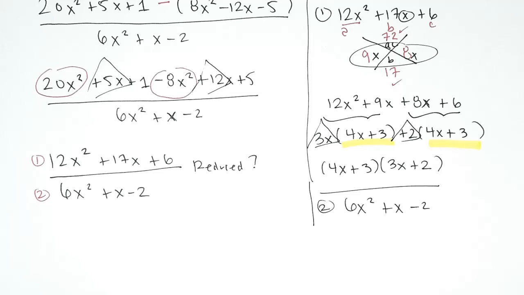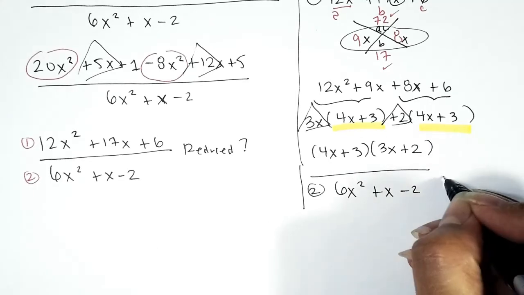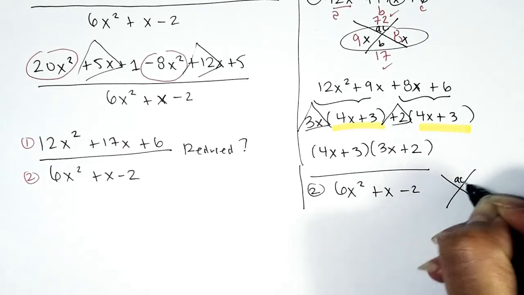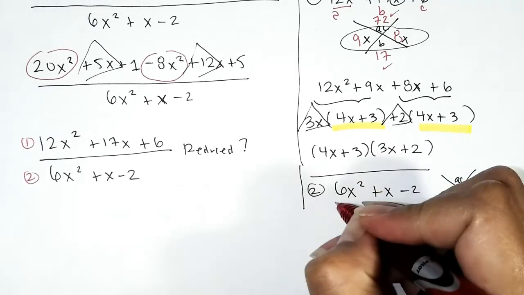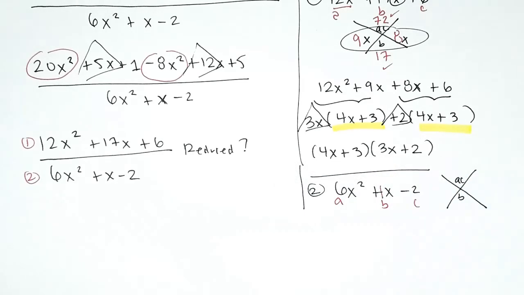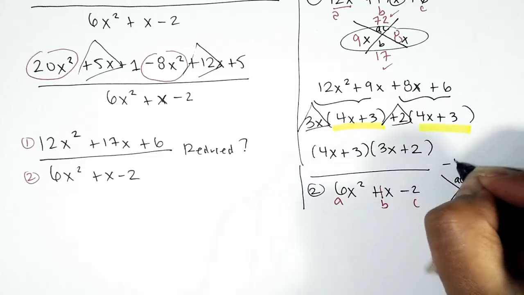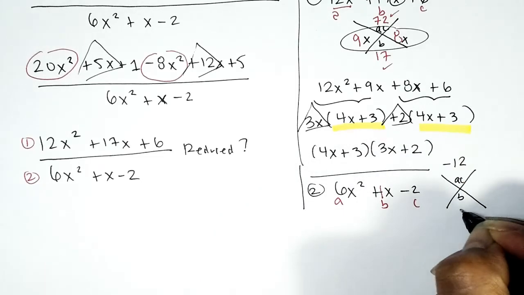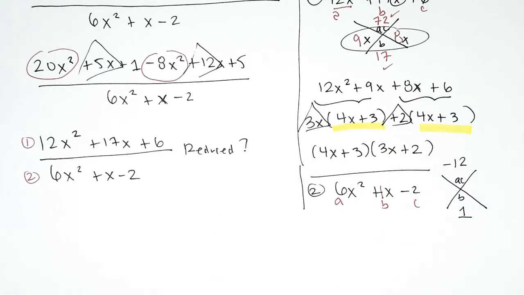In this case, the leading coefficient is not 1, so we're going to use the AC method to factor. I'm going to do the X game on the side. We want factors of AC that add up to B. Factors of A times C that add up to B. The product of A and C will give us negative 12. The value of B is positive 1. So we need factors of negative 12 that add up to 1.